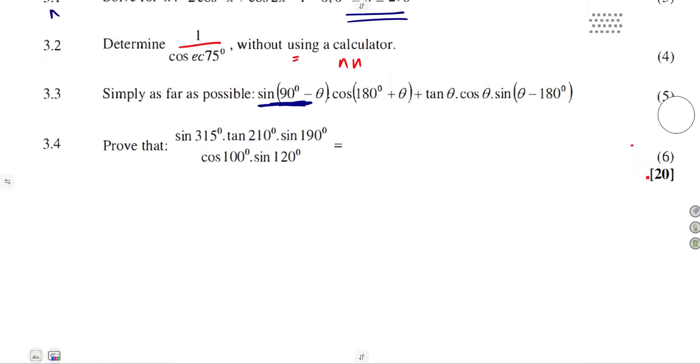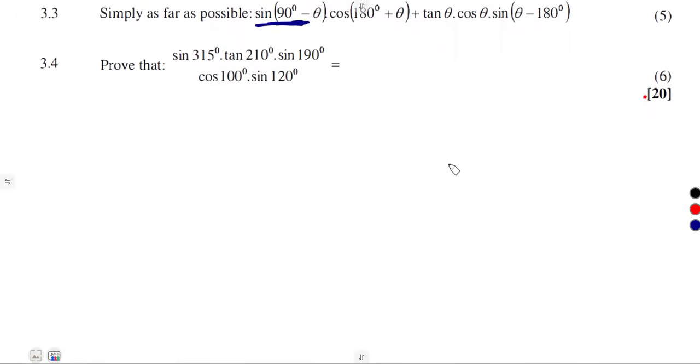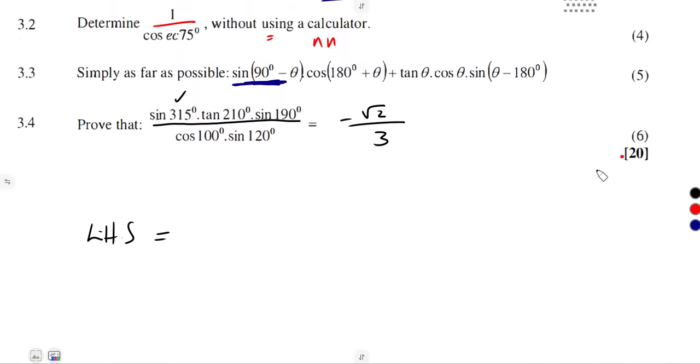All right. On question 3.4, it was to prove that this here on the left-hand side is equal to negative square root of 2 over 3. That was the question. So I'm going to take the left-hand side, simplify the left-hand side, and see what we're going to have. Sine 315.